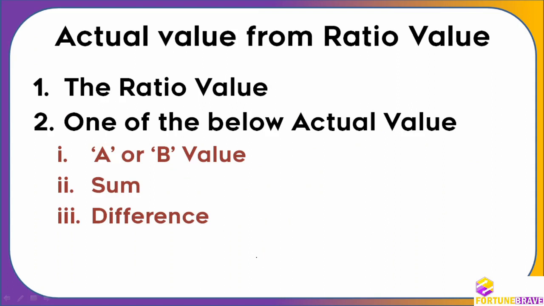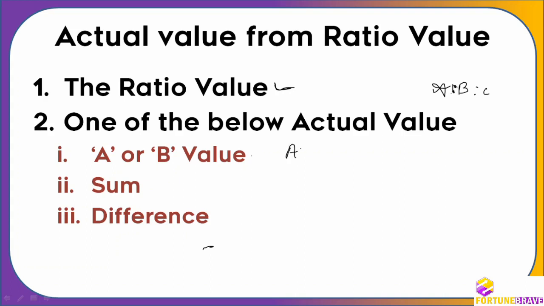Okay, so this is the second one, where the question is asked to find out the actual value from ratio value. They will be giving you ratio value. Whenever these kind of questions come, if you want to find out A value or B value or sum or the difference, you need to have two information. One is the ratio value. They have to give what A is to B, or A is to B to C, or B is to C, whatever. They have to give the ratio value, and then they have to give any one of the below, actual value, that is A value or B value.